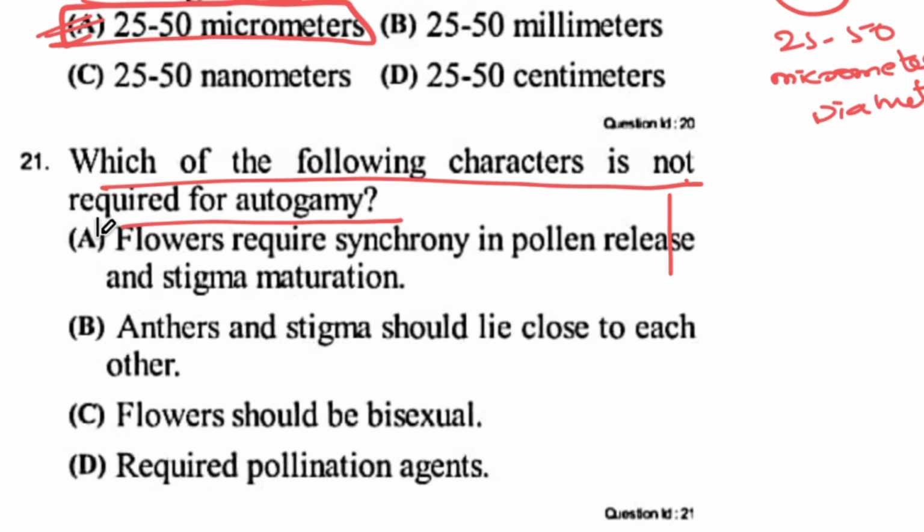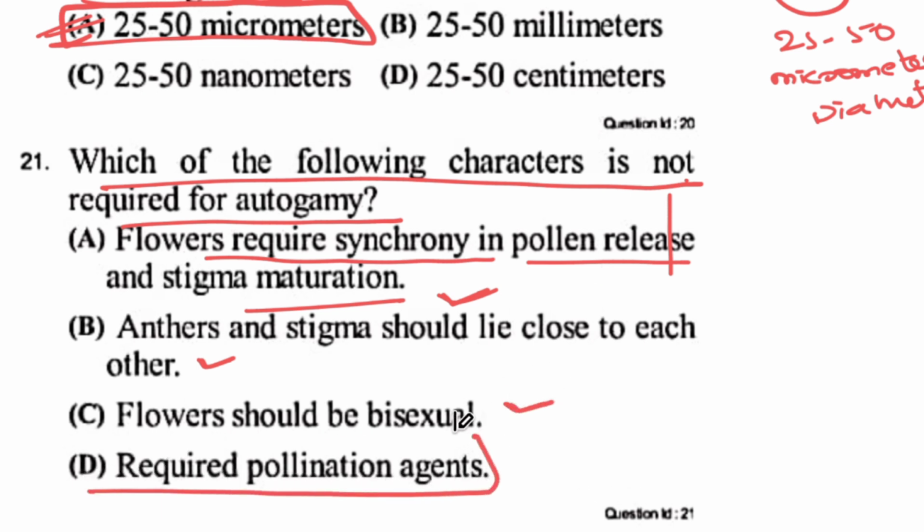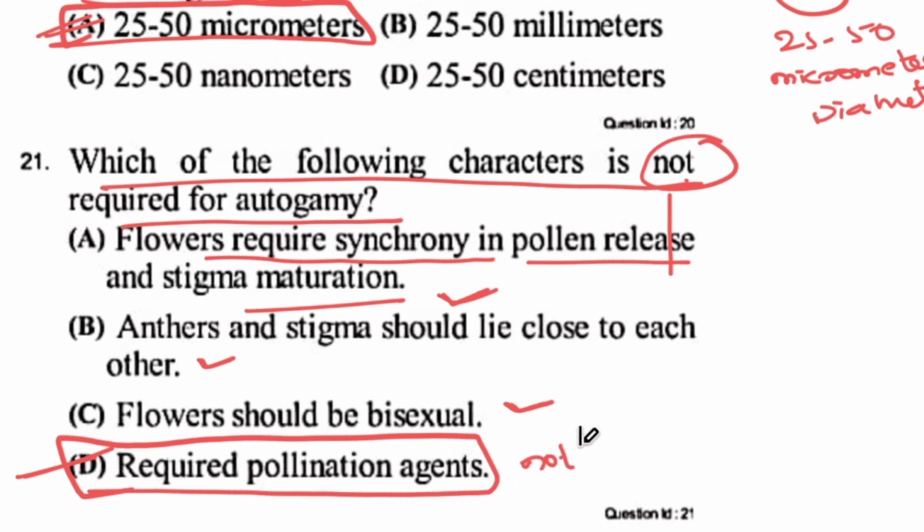So let's see the options given in this question. Flowers require synchrony in pollen release and stigma maturation. This is true. Anther and stigma should lie close to each other. It is also true. Flowers should be bisexual. It is also true. Here, the D, which is given here, requires pollinating agent. As they asked not, in order to undergo autogamy, pollinating agents are not necessary, not required. So, D is the right answer.